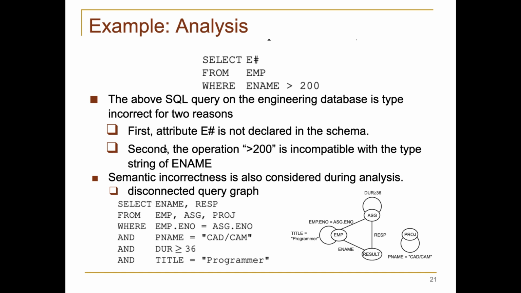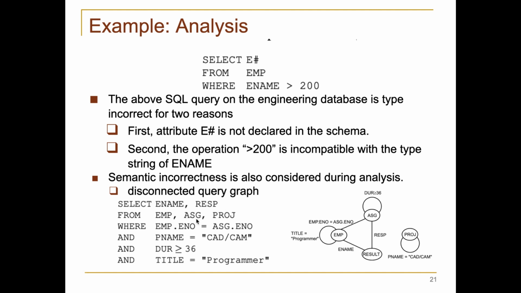So because of these two reasons, this query can be labeled as an incorrect query and it will be rejected at the analysis phase of query decomposition. Again, from the semantic perspective, from the meaningfulness perspective of the query, we can further eliminate queries by detecting disconnected query graphs.